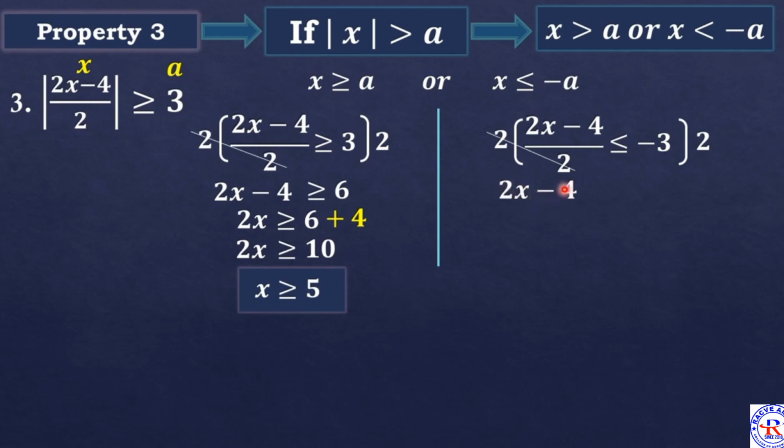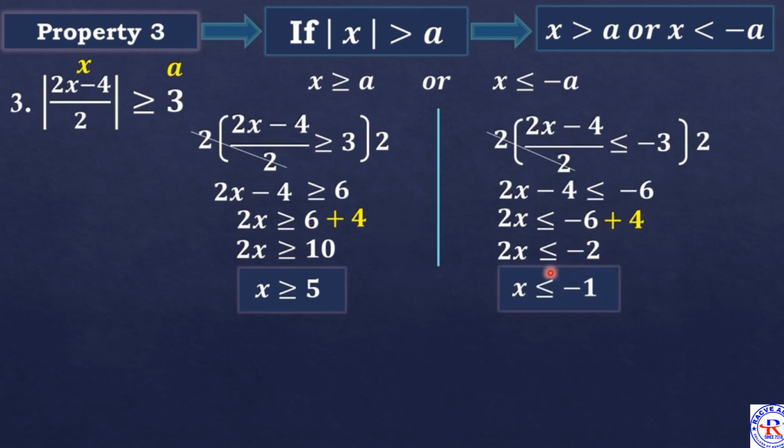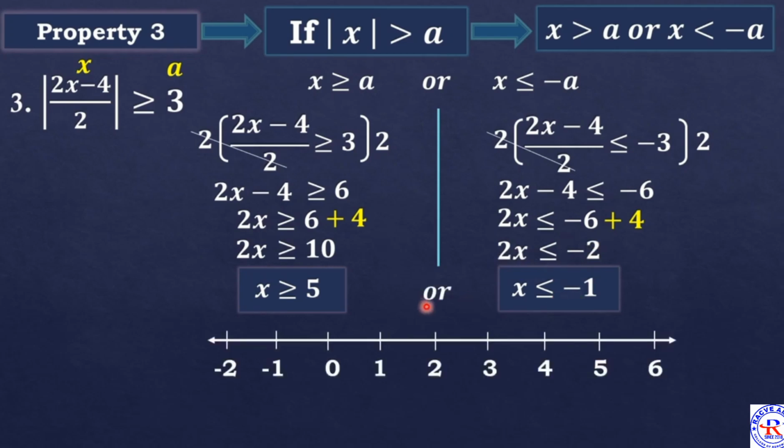So, 2x minus 4 is less than or equal to negative 3 times 2. This is negative 6. So, applying transposition method. Okay, so we have 2x is less than or equal to negative 6 plus 4. So, mag-change to ng sign. So, plus 4. That is negative 2. Divide both sides by 2. So, negative 2 divide 2. That is negative 1. Okay? So, do not forget or. Huwag po kalimutan yung or.